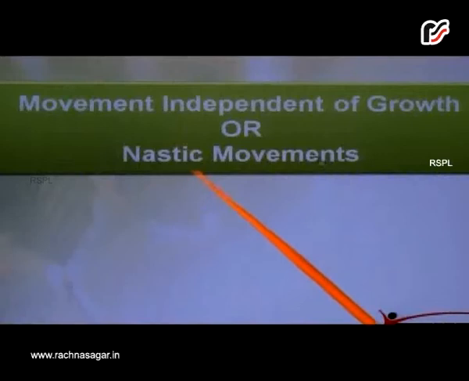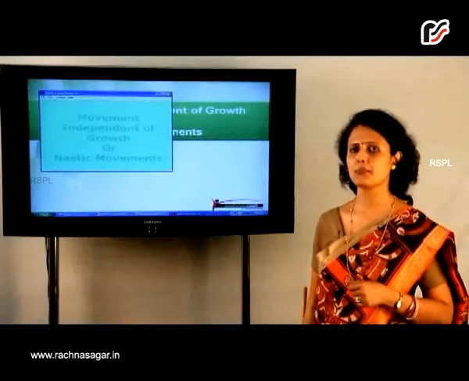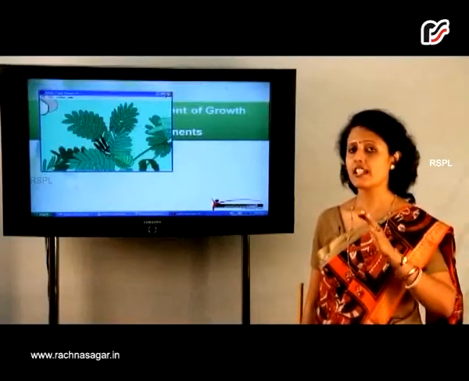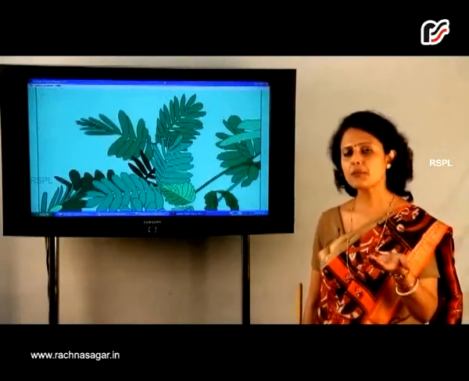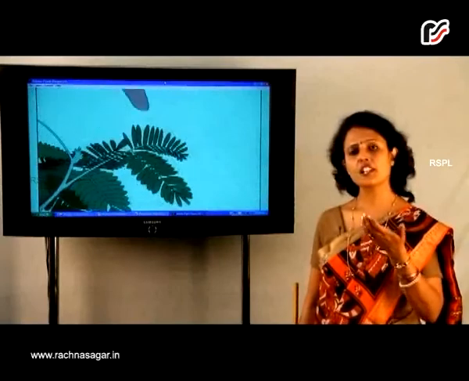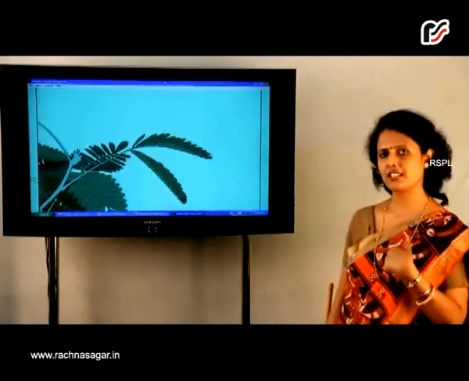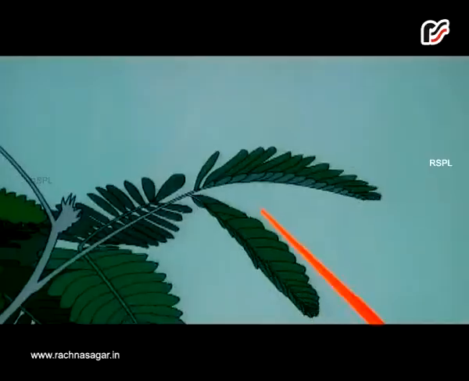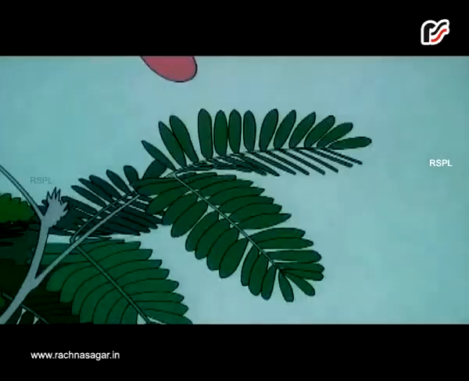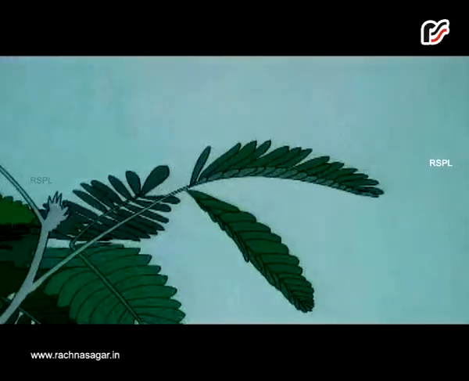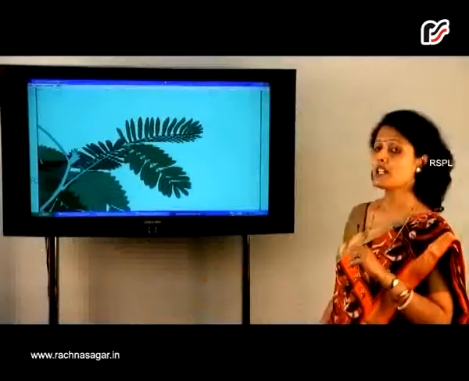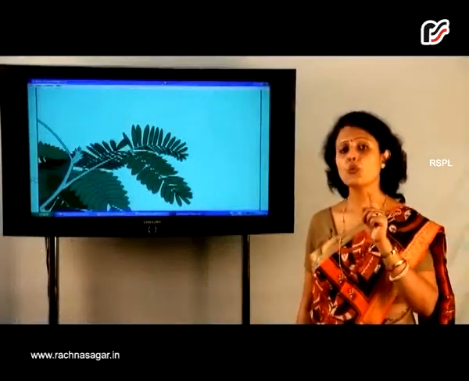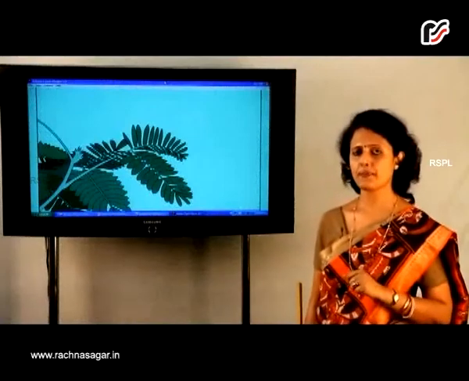Now let's discuss nastic movements, or the movement independent of growth, in detail. Here we go, children. We are here to talk about nastic movements. Already discussed, it's a kind of movement where the part of the plant neither moves towards the stimulus nor away from the stimulus. So the best example is the touch me not plant leaves. As soon as we touch, the leaves immediately droop down. Here you can have a look. But now I should tell you, why do the leaves droop down?